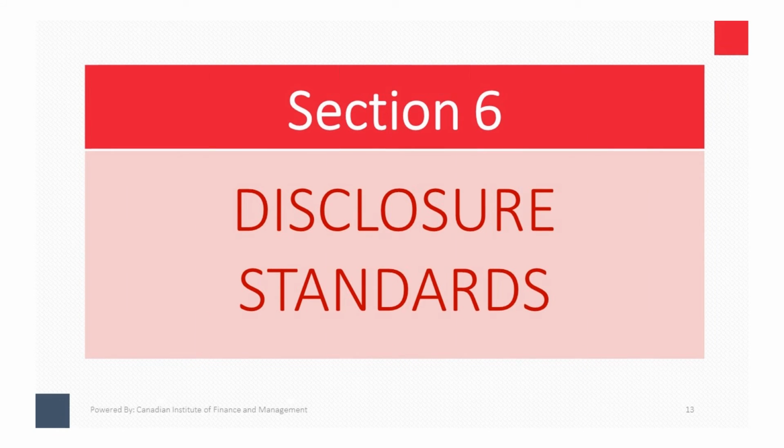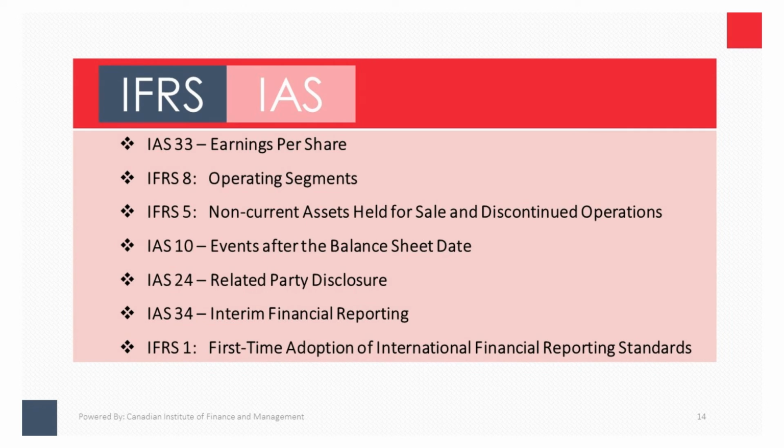Disclosure standards. The topics covered in this section are as follows. IAS 33, Earnings per Share. IFRS 8, Operating Segments. IFRS 5, Non-current Assets Held for Sale and Discontinued Operations. IAS 10, Events after the Balance Sheet Date.